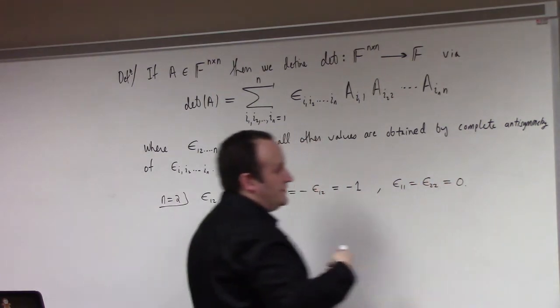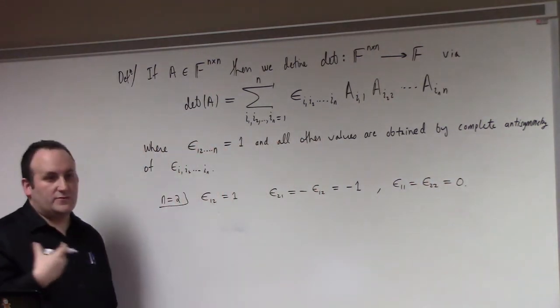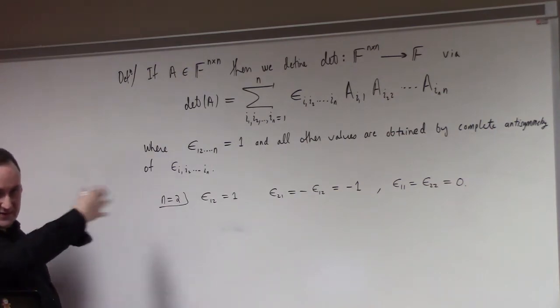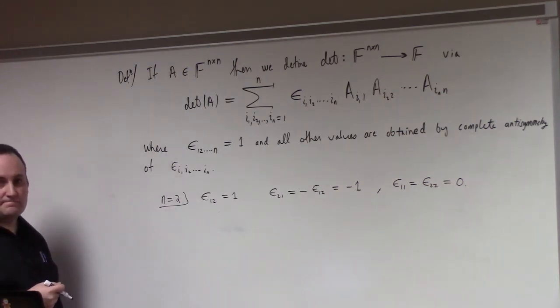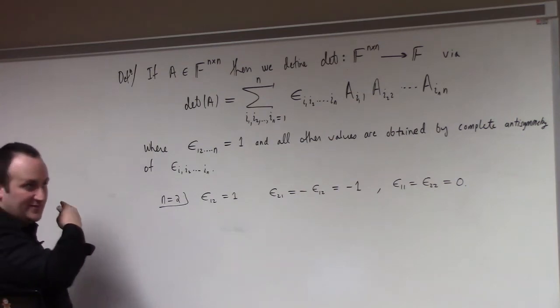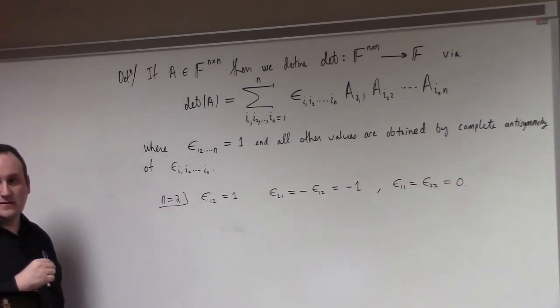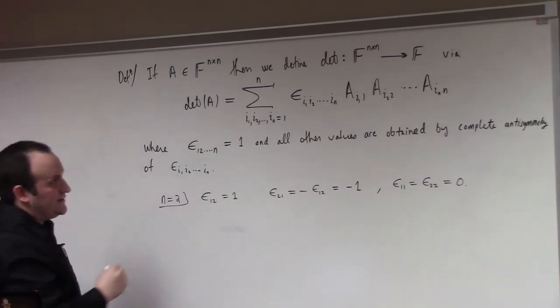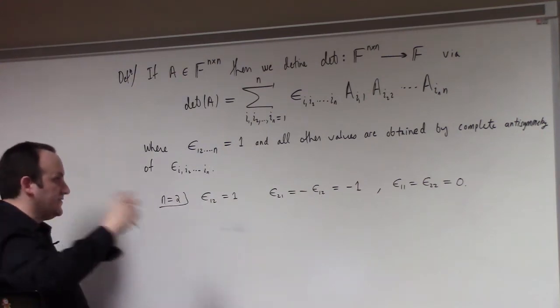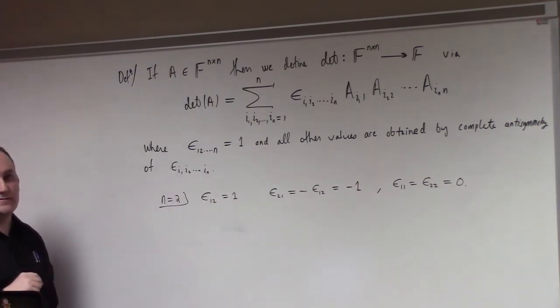And generally speaking, this epsilon symbol is only non-zero if it has distinct indices. It forces a selection of n distinct indices. It forces every term in the determinant to involve all different choices for i_1 through i_n, taken from 1 to n.